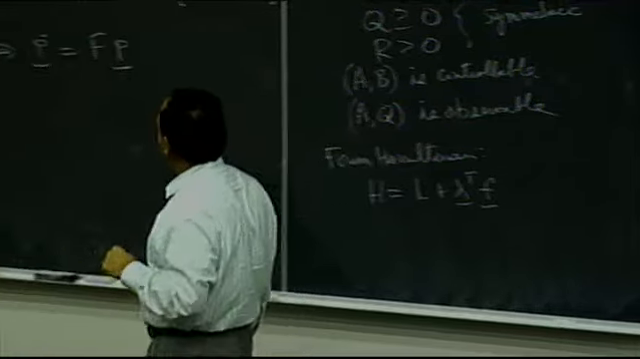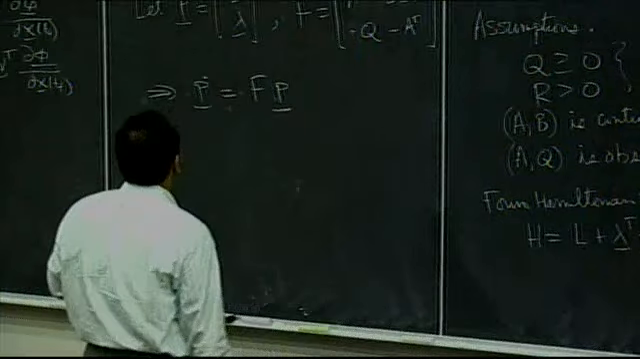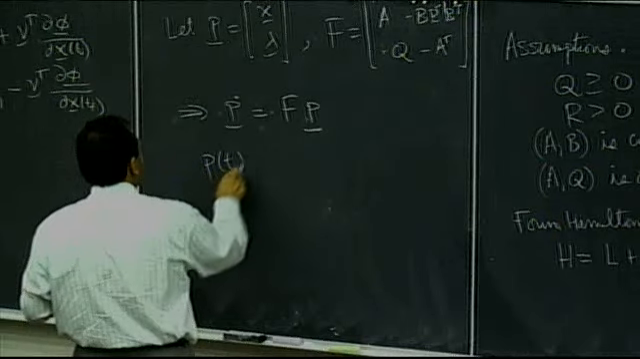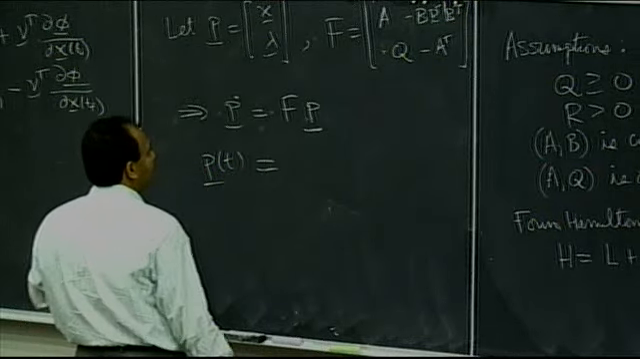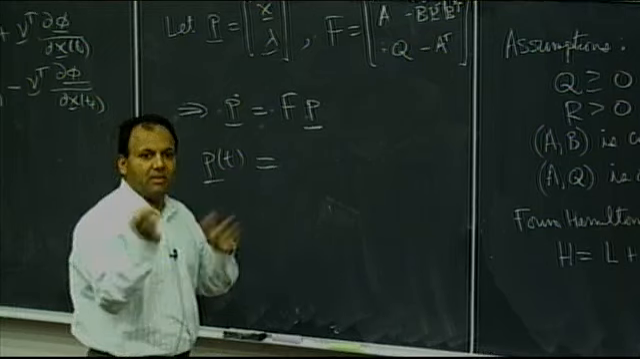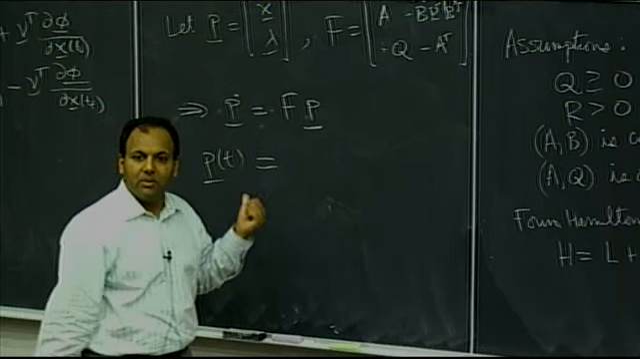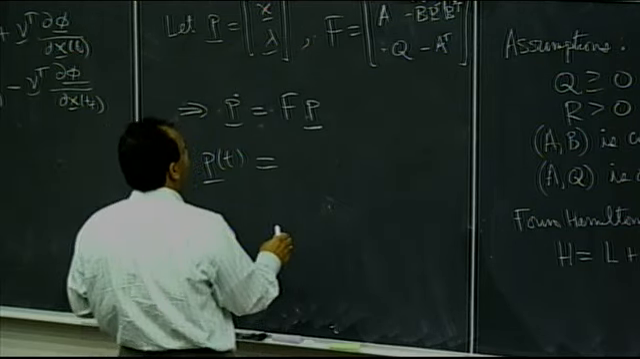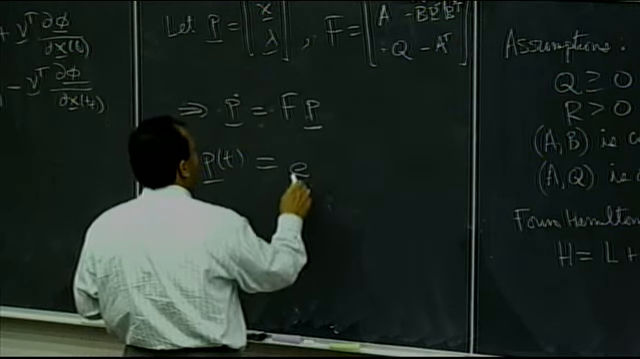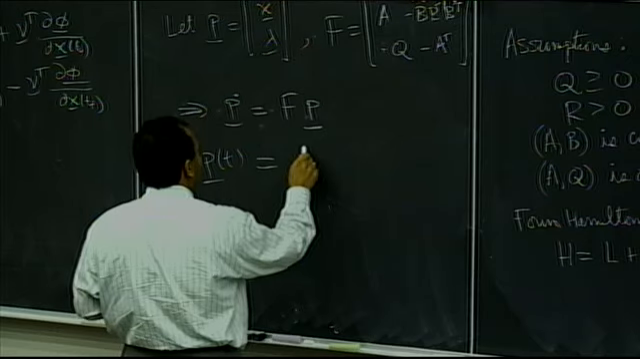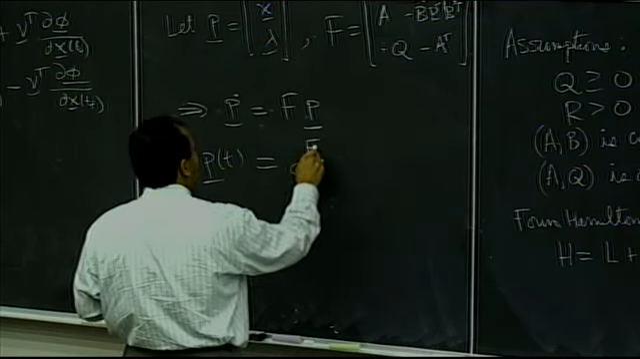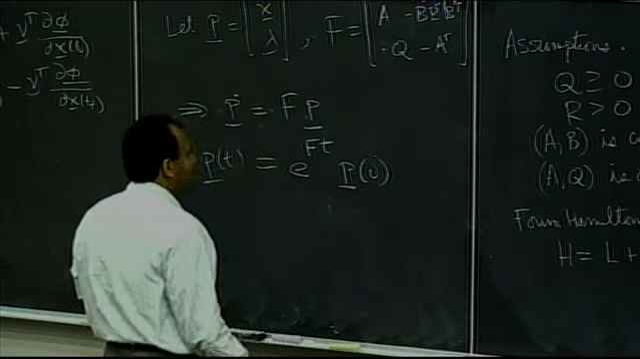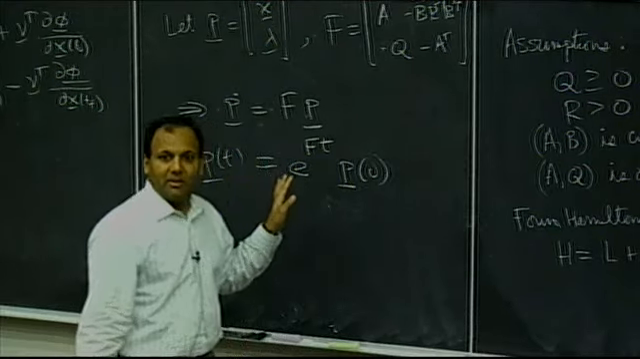What is it? P of t is equal to what? You can't just write this in any order. These are matrix equations. What is it? The matrix exponential. The matrix exponential of what? Of F. What is the matrix exponential of F? Tell me what it is. P of t equals e to the Ft times P at 0. Everyone knows what the matrix exponential is, right?